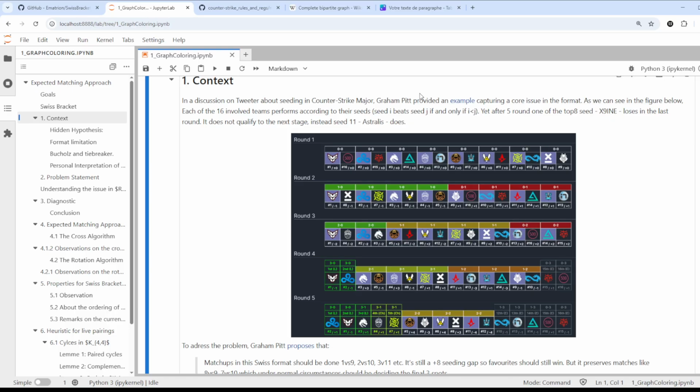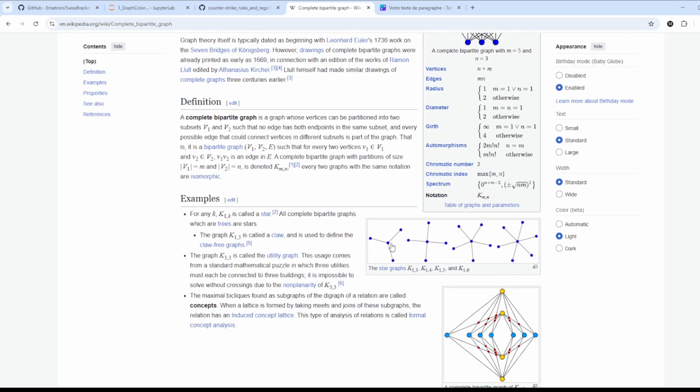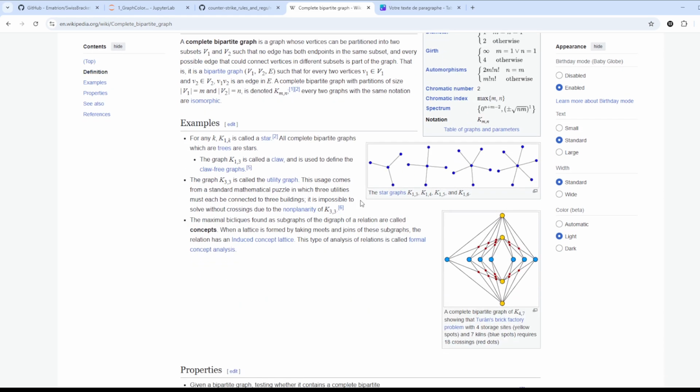And to explain it, I will go to this page on Wikipedia, which is about complete bipartite graphs. So this comes from graph theory. Those little drawings are graphs. Graph theory is a field of mathematics that is very useful to solve problems of scheduling, like for example a school schedule or a tournament pairing system.